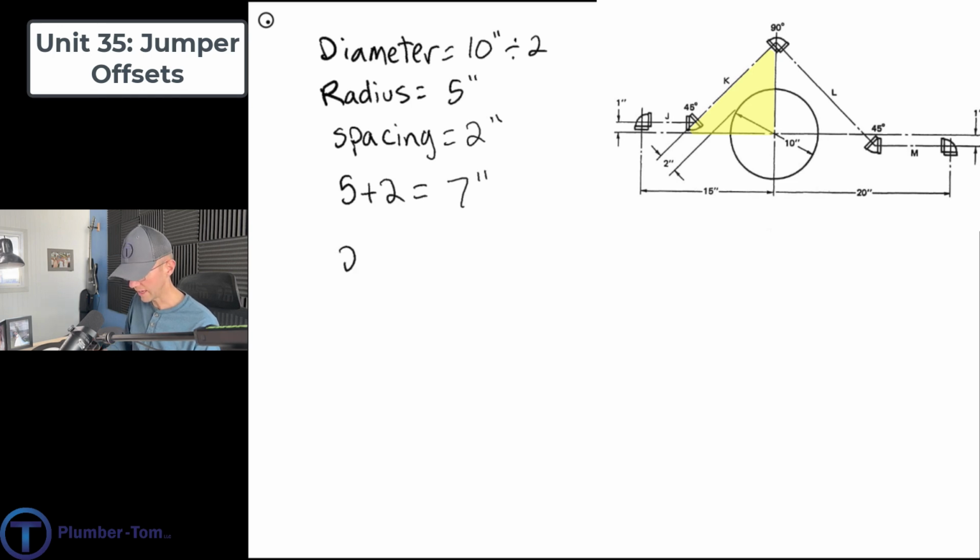And we did that before on the last one. We just times that by 2. So we have 7 times 2, and that's going to give us 14 inches. 14 inches is the measurement from the center of the 90 all the way down to the center line of pipe. That goes through the diagonal K and L.